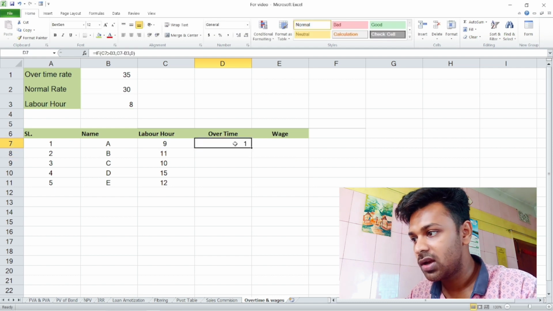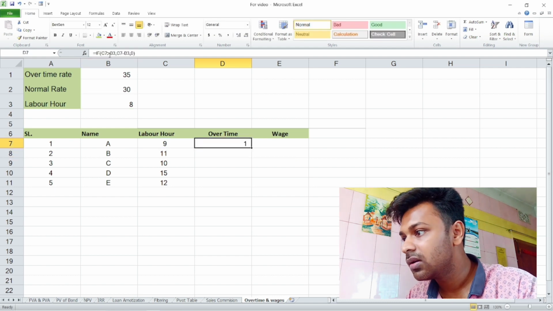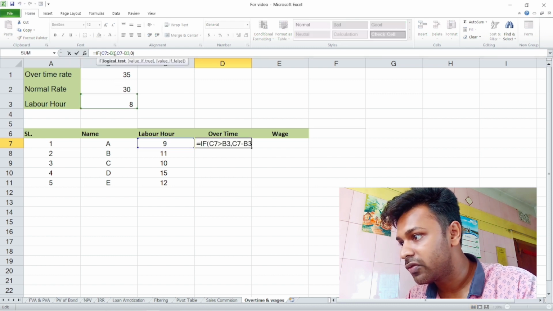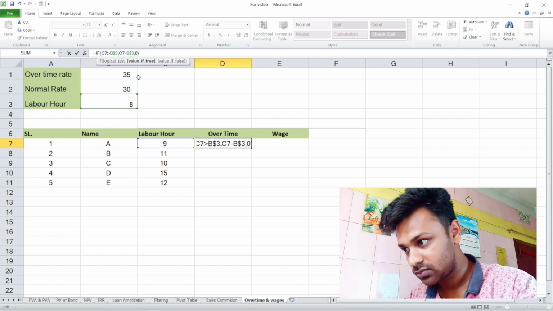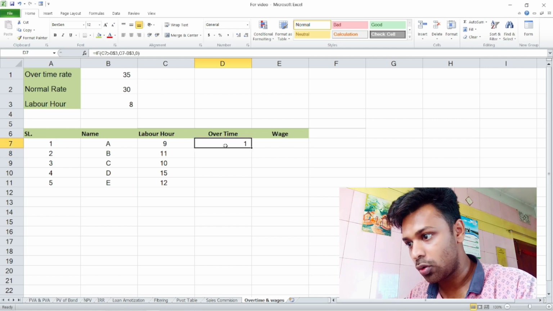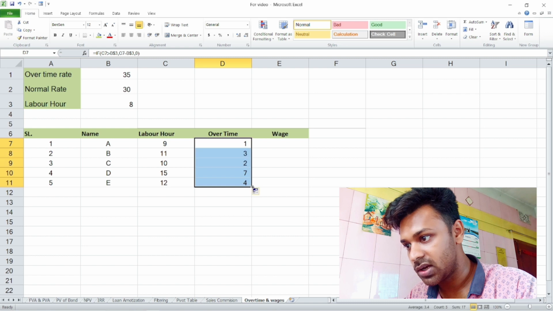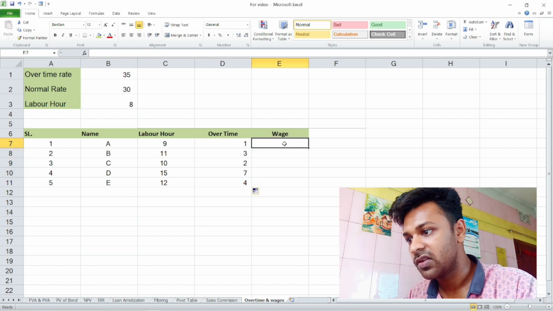Here is our overtime. Now we have to fix some data here. We will fix our overtime rate, normal rate, and labor hour. Those data will be frozen, so freeze them with the dollar sign. B3 will get a dollar sign, hit enter, and calculate overtime for all of them. Here is the overtime for our workers.